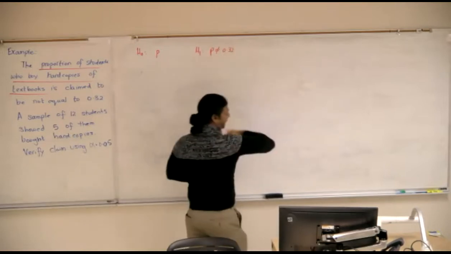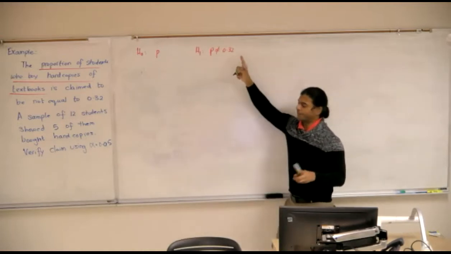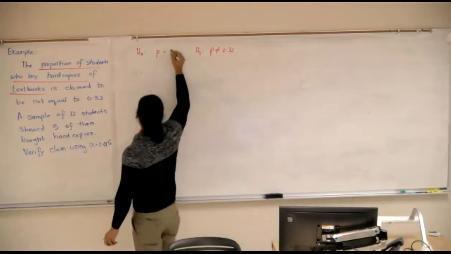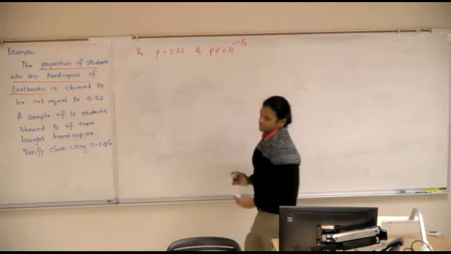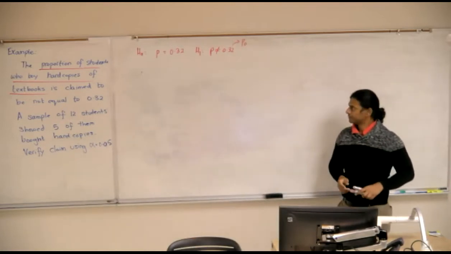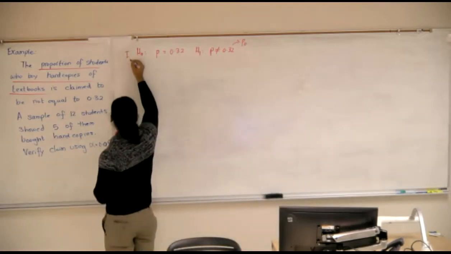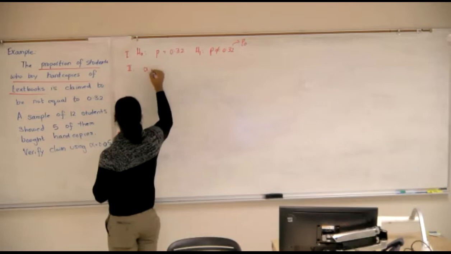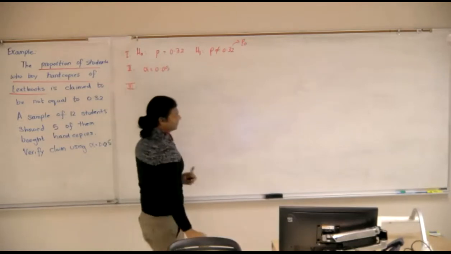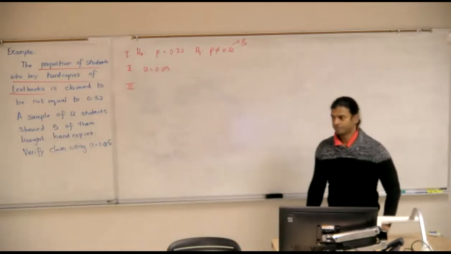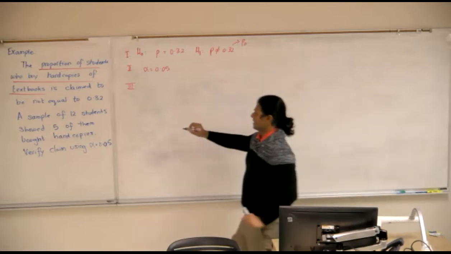Mind you, the equal sign must always go in the null. So if the claim is not equal to 0.32, the null is equal to 0.32. So P naught is 0.32. Alpha in this case is 0.05. Do we have n? 12 students. N is 12.